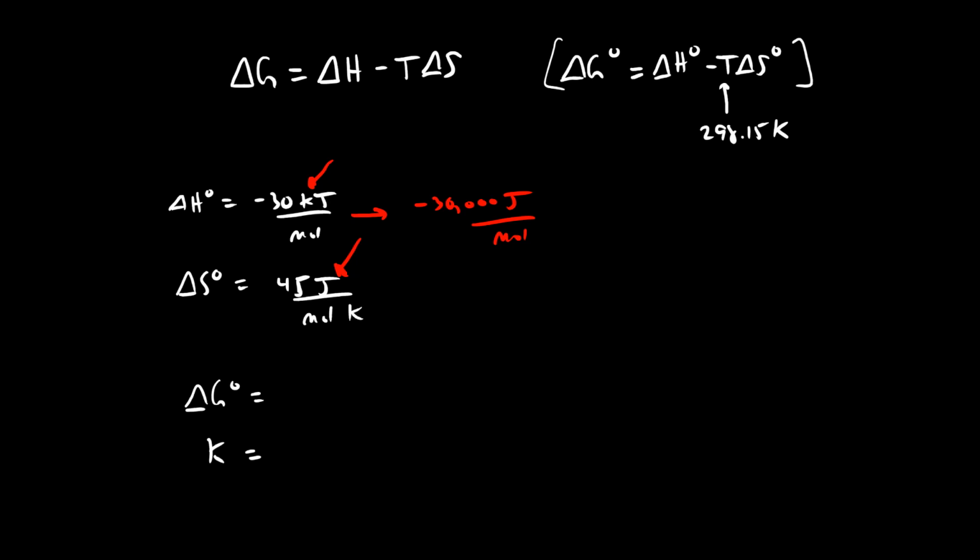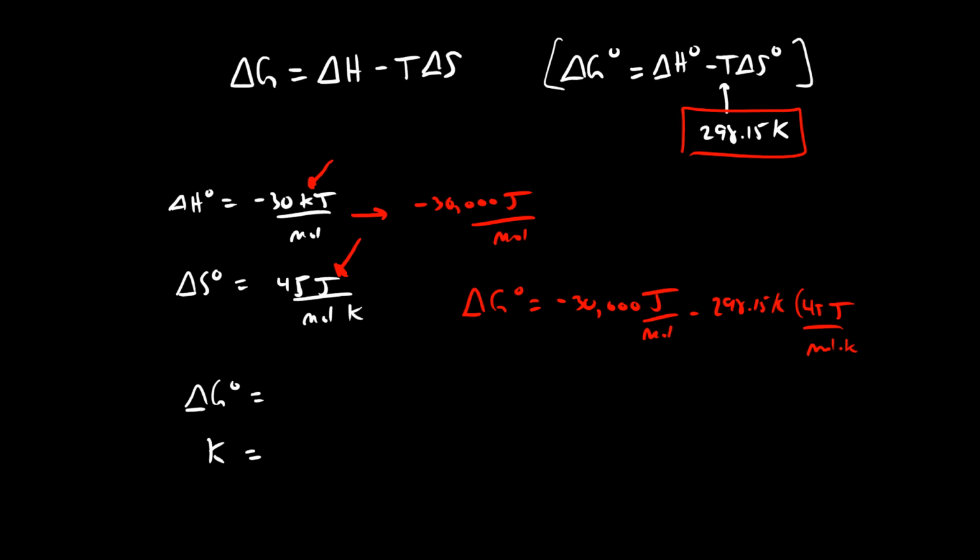We're under standard conditions, so the temperature is 298.15, so we're able to directly calculate delta G naught. So we have delta H, which is negative 30,000 joules per mole, minus the temperature, which is 298.15 Kelvin, times my delta S, which is 45 joules per mole Kelvin. Okay, so let's focus on units for a second. We see Kelvin cancels, so we're left with joules per mole in this term and joules per mole in this term. So these two units add up to give us an energy of delta G in joules per mole.